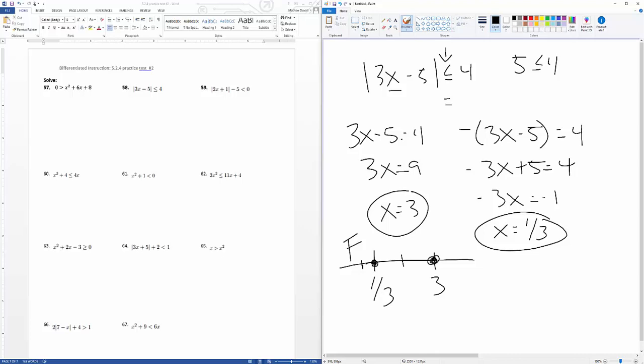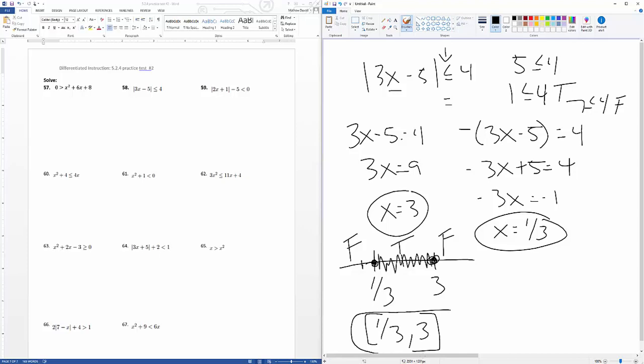If I plug in 2, that gives me 1 is less than or equal to 4. That's true. If I plug in 4, that's going to give me 12 minus 5. That's 7. That gives me 7 is less than or equal to 4. That's false. So the true value, that's my graphical representation. But I want to write this in interval notation. So that's my answer here. Negative 1/3 to 3.